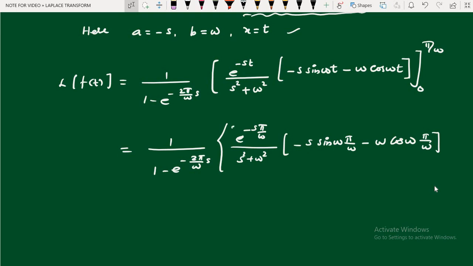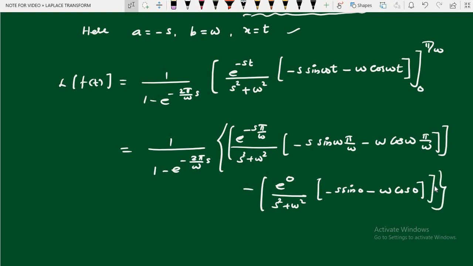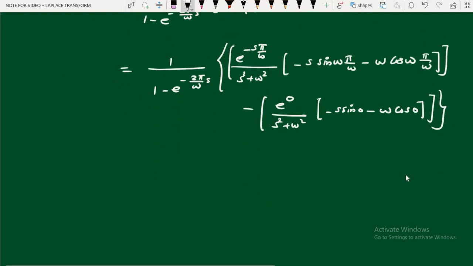So this is your upper limit. Minus lower limit is e power 0, t is 0 and anything into 0. So that is e power 0 by s square plus omega square into minus s sine 0 minus omega cos 0. If you substitute t equal to 0, the entire exponent will be 0. Therefore, here we get 1 by 1 minus e power minus 2 pi by omega s.